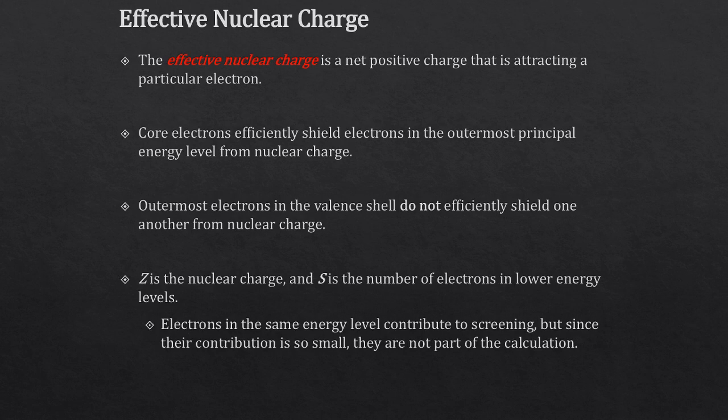We can write this as an equation where Z represents the nuclear charge and S is the number of electrons in lower energy levels, so the core electrons. Remember, number of electrons in lower energy levels is a way of saying the core electrons. Electrons in the same energy level contribute to screening, but since their contribution is so small, we're not going to calculate it as part of it. So only worry about core electrons for your valence electrons. Z effective is what each electron at the valence effectively feels. So you take the nuclear charge in the middle and you subtract the number of core electrons. Now, this is a bunch of words.